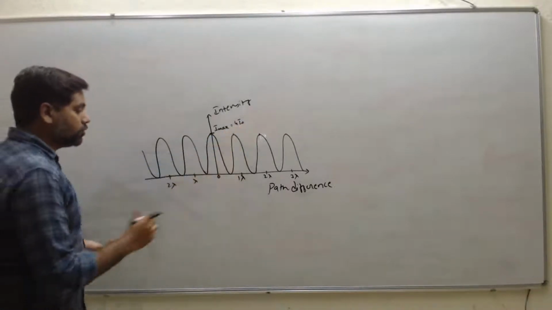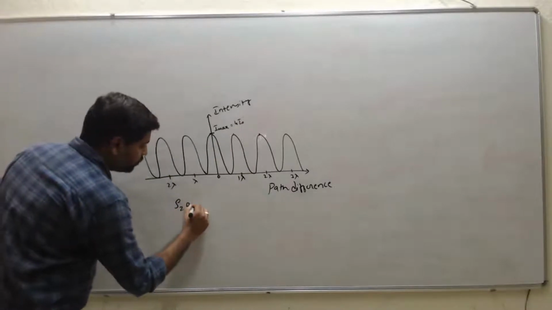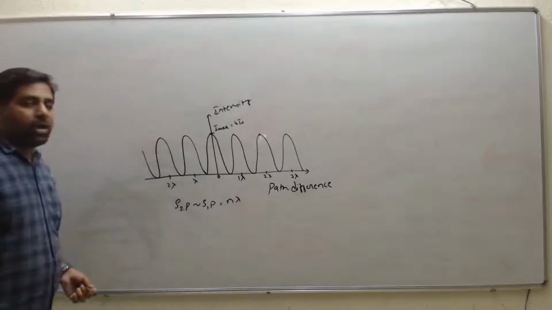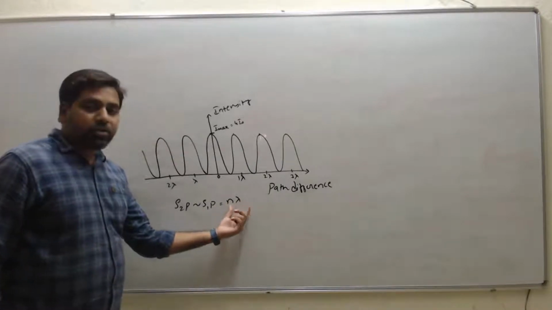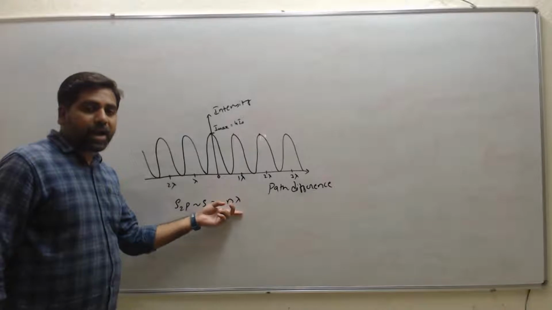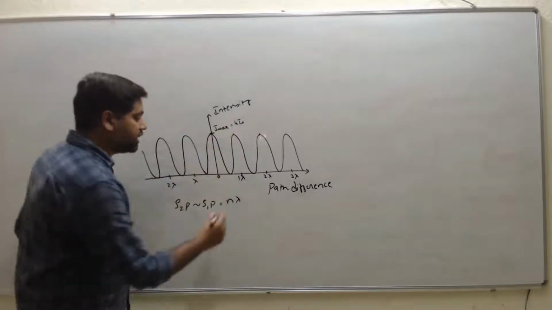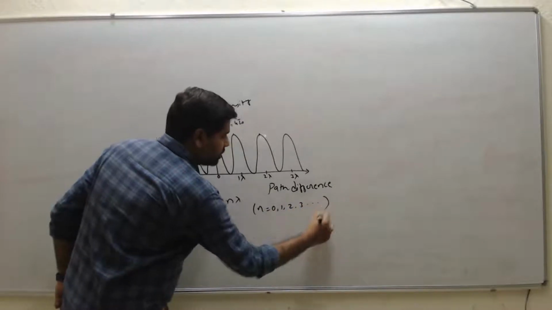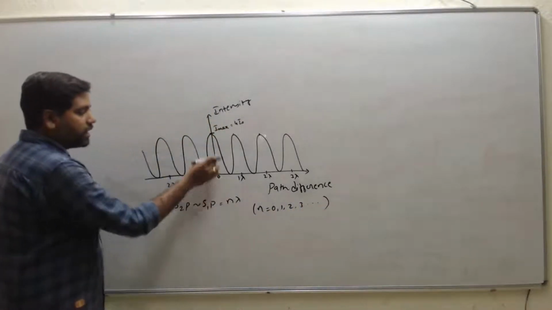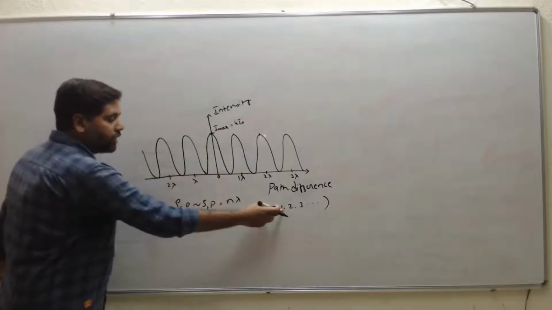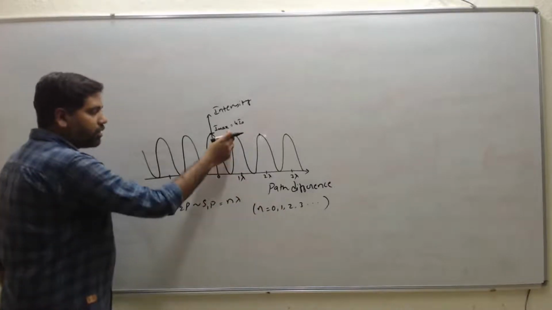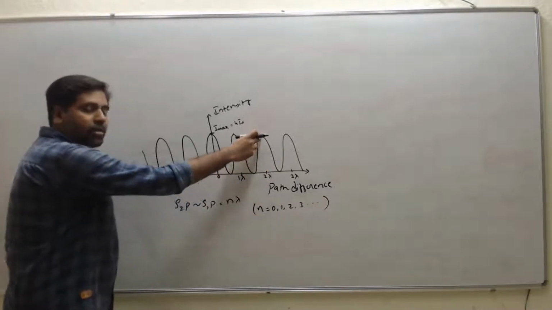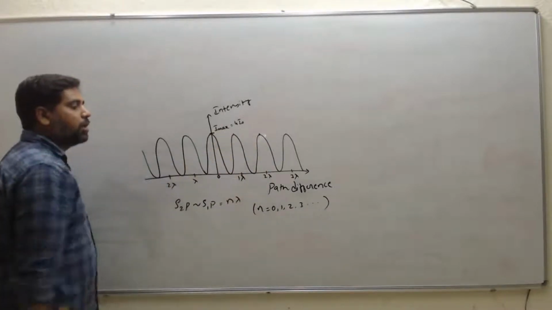So the difference S2P minus S1P we write as n lambda. This gives constructive interference, that is, the bright bands with maximum intensity, for n values 0, 1, 2, 3 and so on. If we substitute 0 here we get the maximum intensity. If we substitute 1, that is 1 lambda, we get the maximum intensity. If we substitute 2, that is 2 lambda, we get the maximum intensity.